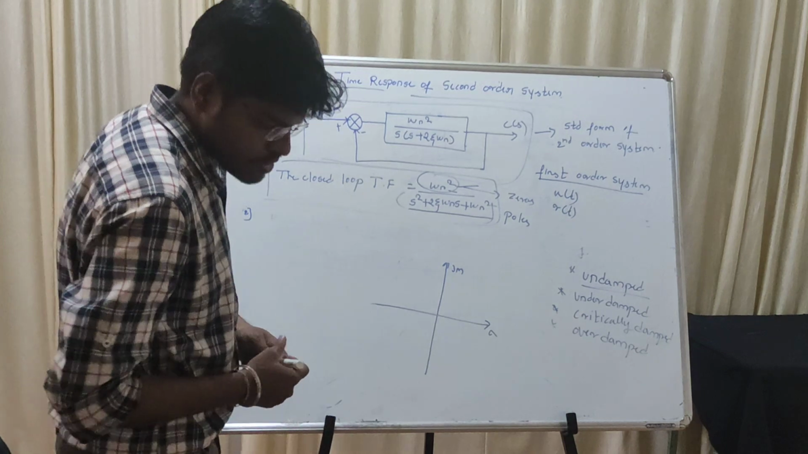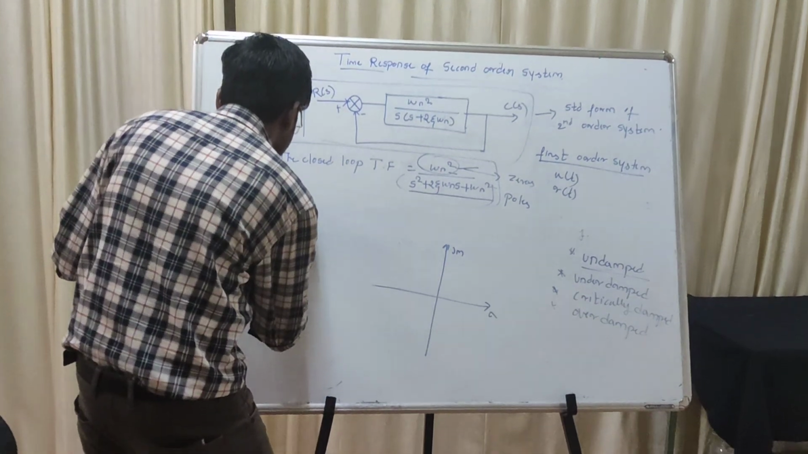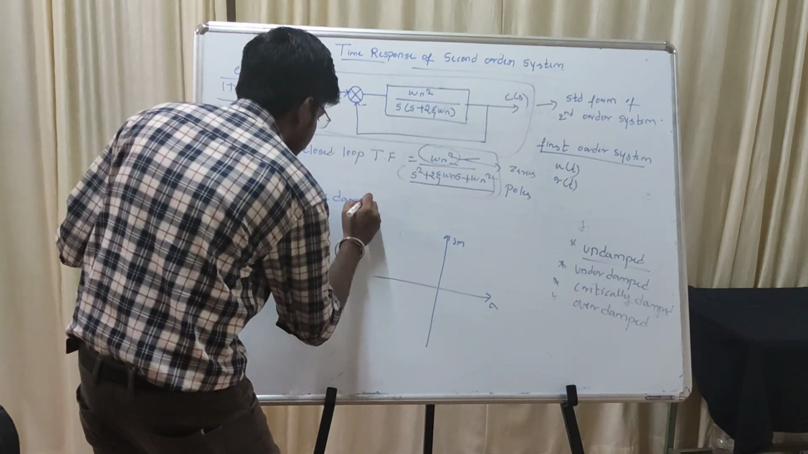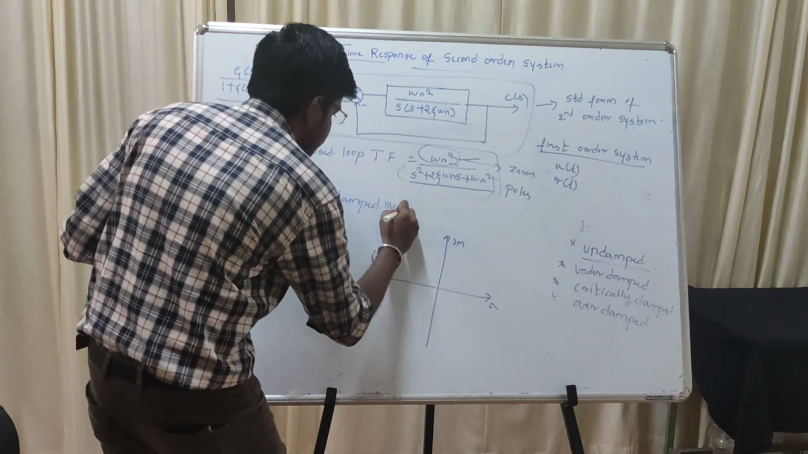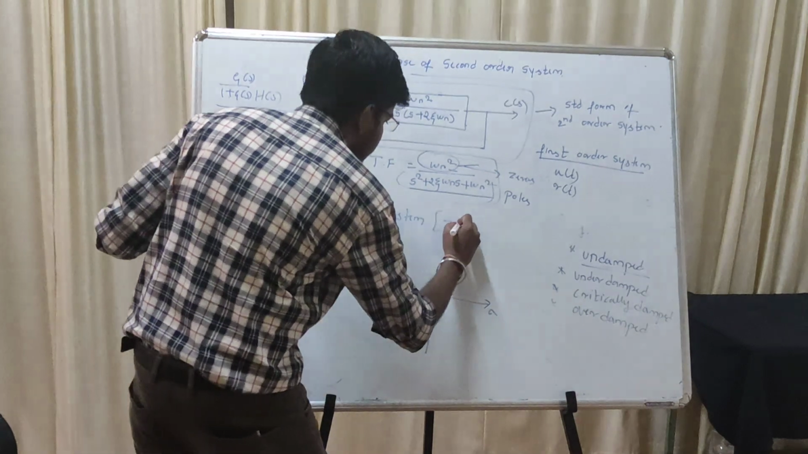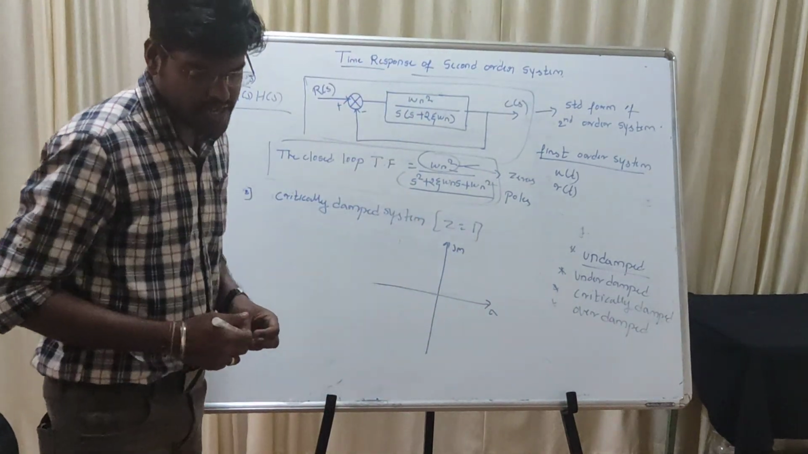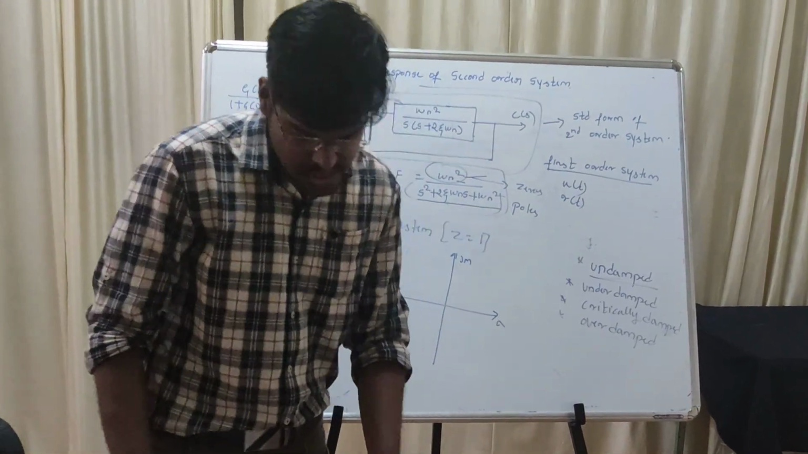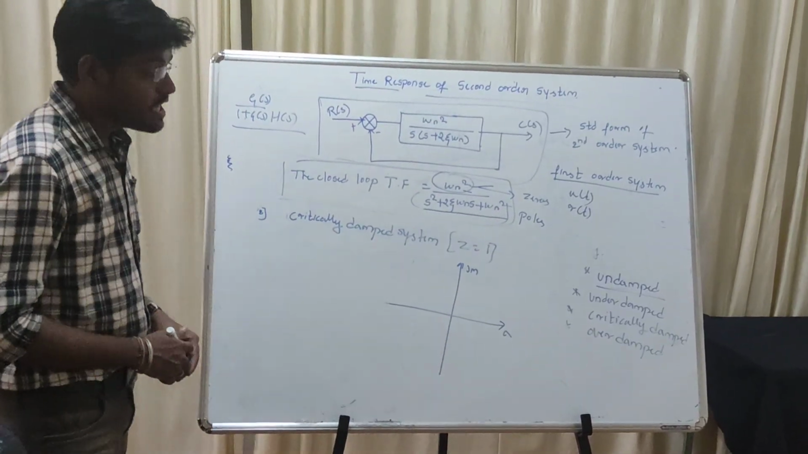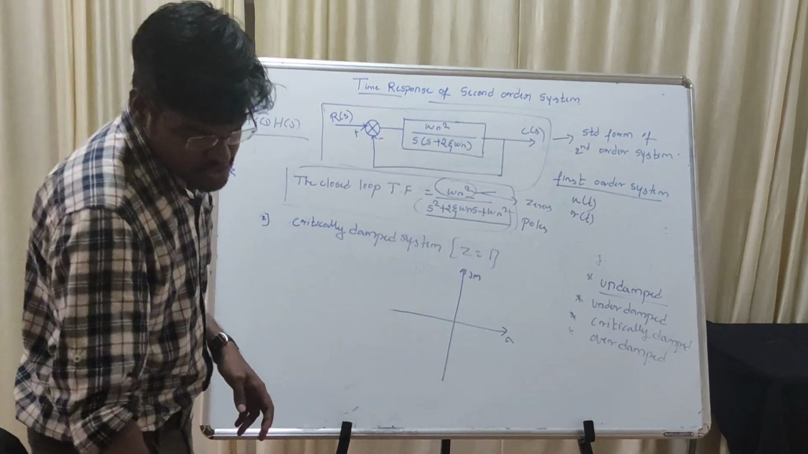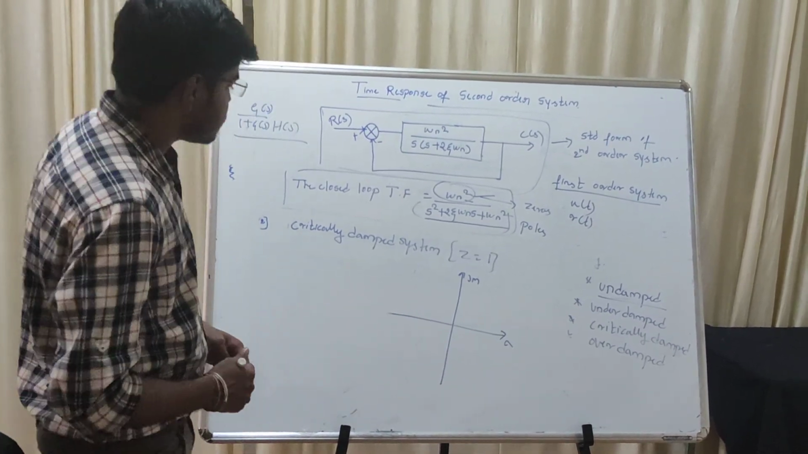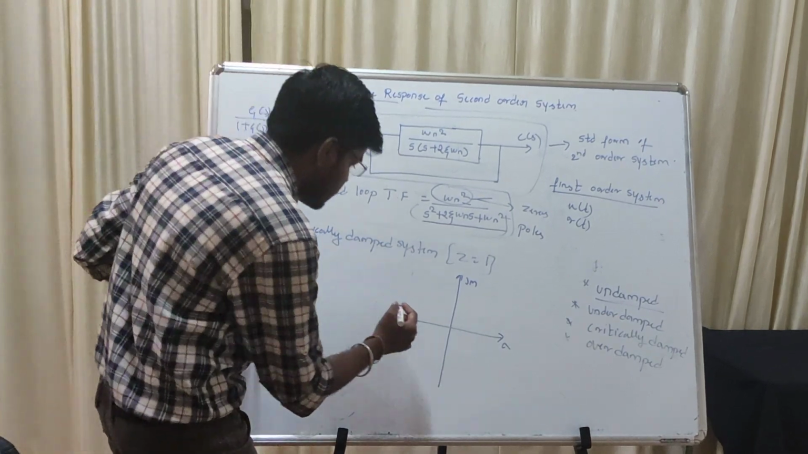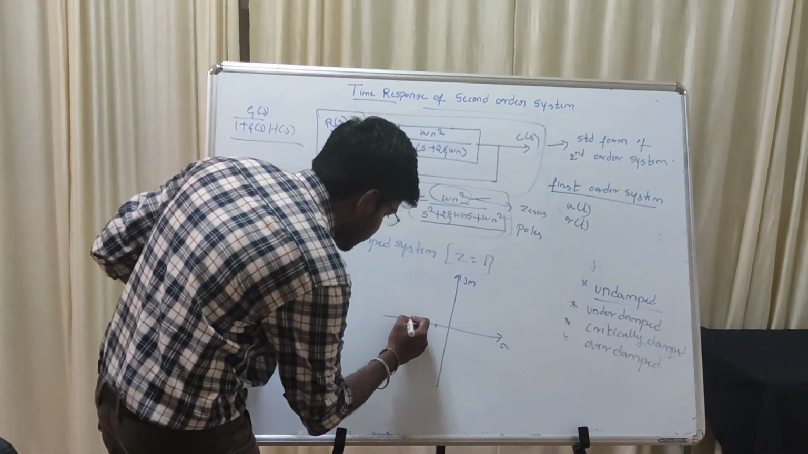For a critically damped system, the value of zeta is exactly 1, and the poles are real, negative, and equal. The system is critically damped, and the response rises slowly and reaches the final value. The poles are real. They may be located at the left half of the S plane, and equal.